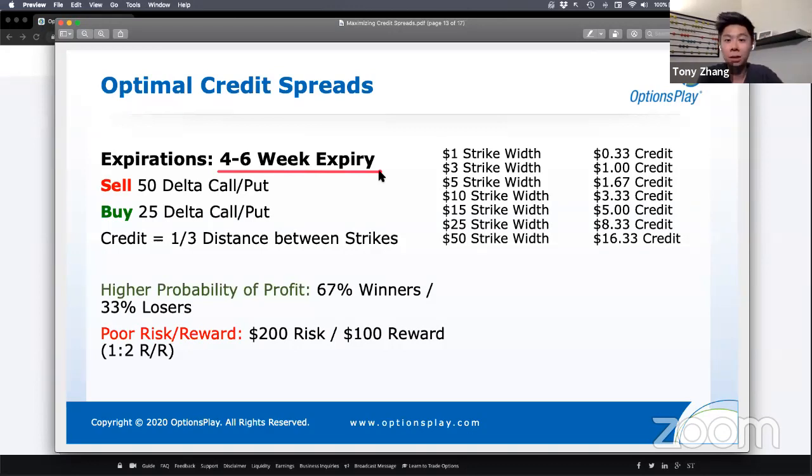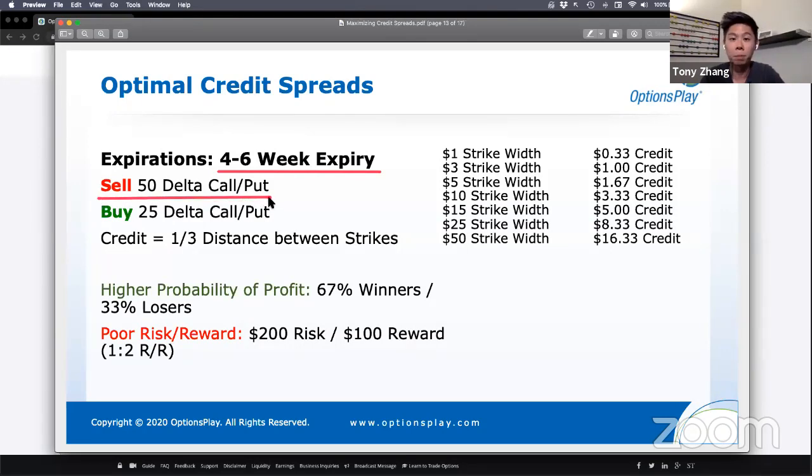And we were going to sell the 50 delta, the at the money call or put. We always want to sell the at the monies because our max reward here is limited. We want to maximize the max reward because on a $6 wide credit spread, we want to collect as much as possible. The only way to do that is by selling an at the money call or put.